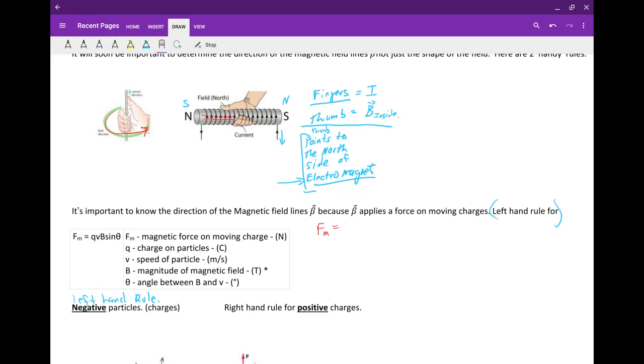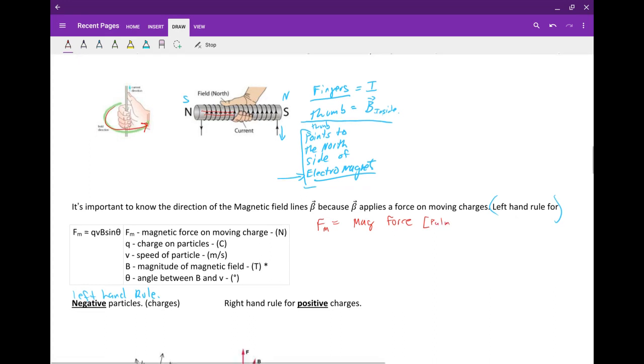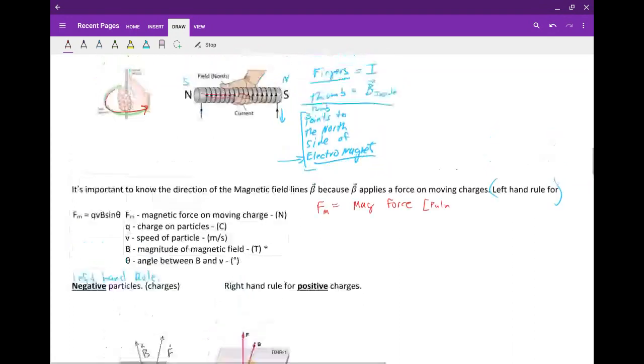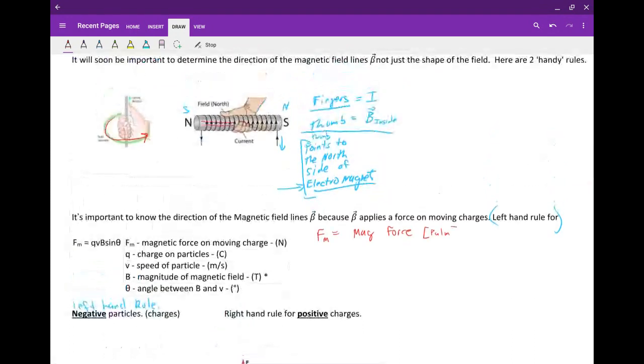So this is the magnetic force, and it'll have a magnitude and a direction. Its magnitude is QVB sine theta. Its direction is out the palm of your hand. Well, we'll talk about the direction with these pictures down here.